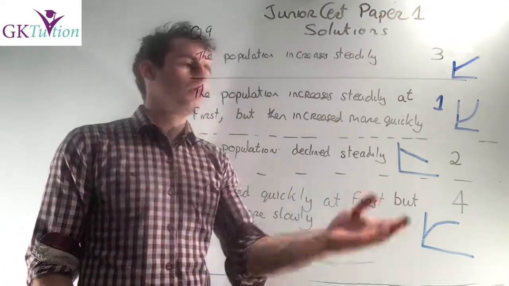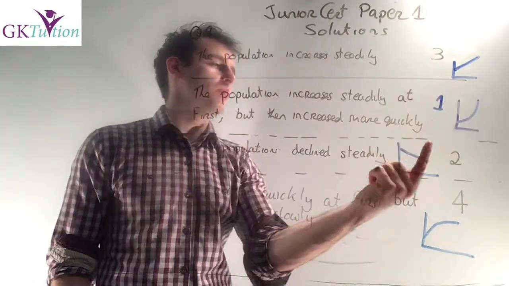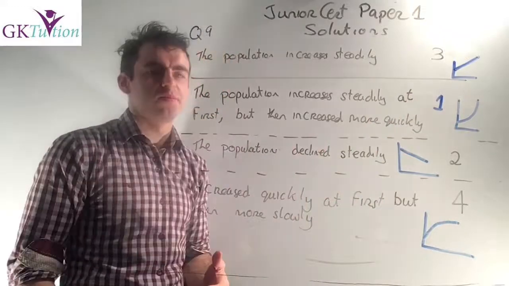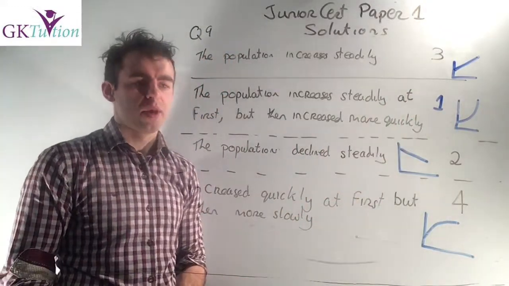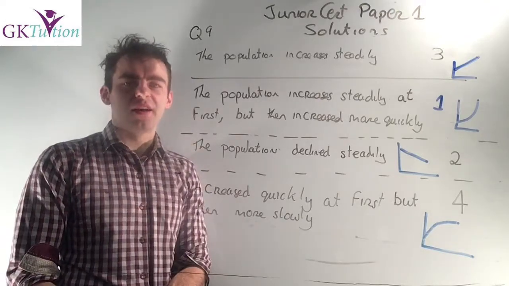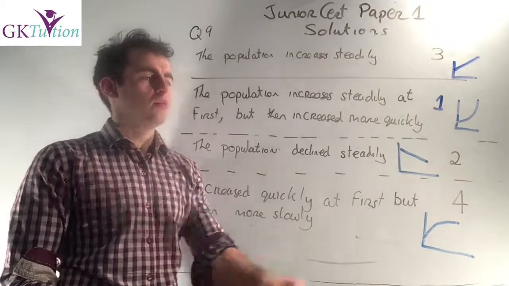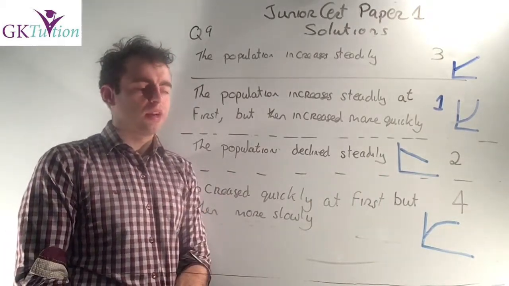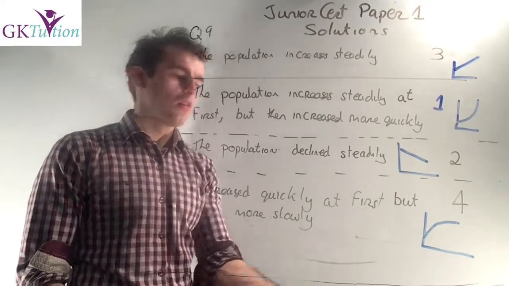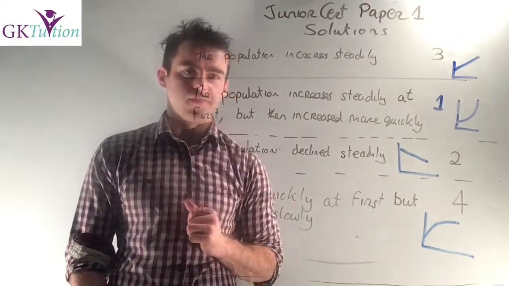The second one I'm looking for is the population increases steadily at first, but then more quickly. That one, it starts off probably the same as this one did, but then it gets steeper, so it starts to go upwards. It's basically gets a steeper slope. And in that case, I was looking for number 1. The third one is the population declines steadily, and that one I'm just looking for a negative slope. And that's number 2. And then the last one was that the population increased quickly at first, but then more slowly. So that one, it's quite steep first, but then it kind of levels off, and that's number 4.